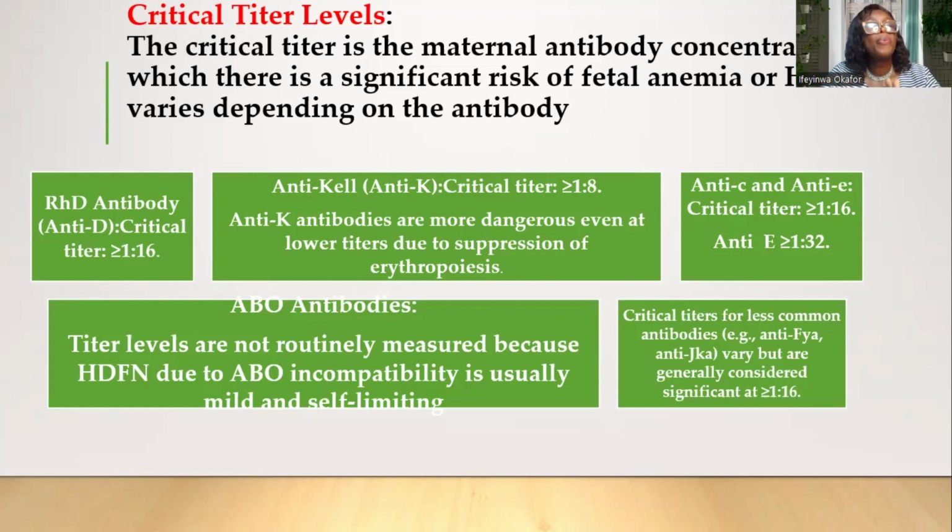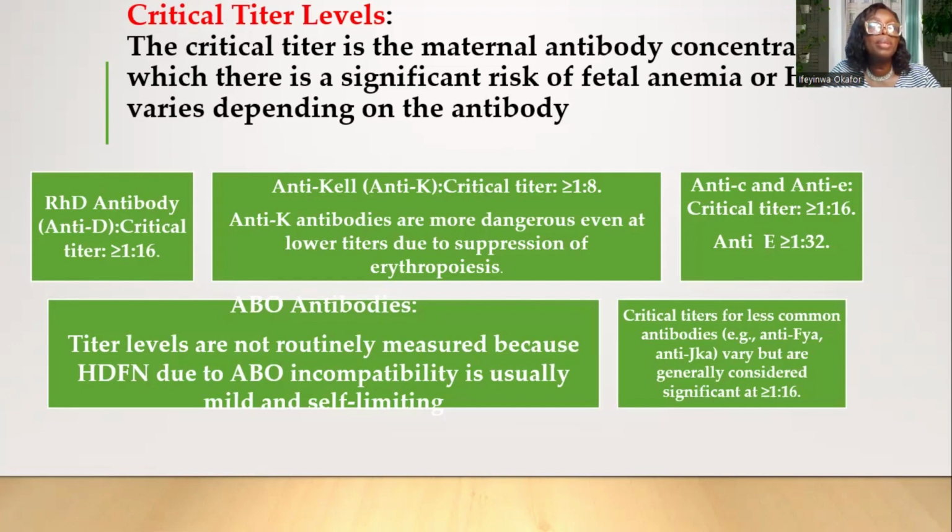So we have Rh antibody. The critical titer for Rh antibody is 16. We have anti-K, that is anti-K, big K. The critical titer is 8. The anti-K antibodies are more dangerous even at low titer due to the suppression of erythropoiesis. I have explained this before. Now, anti-little c and anti-little e, the critical titer is 16, while anti-big E, the critical titer is 32.